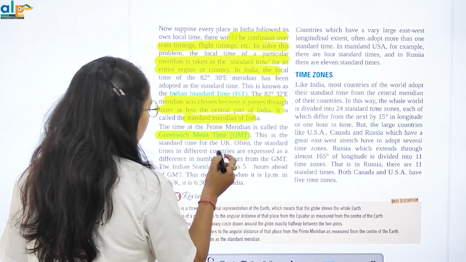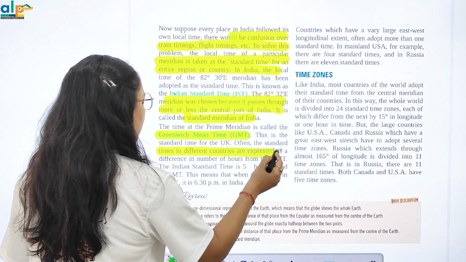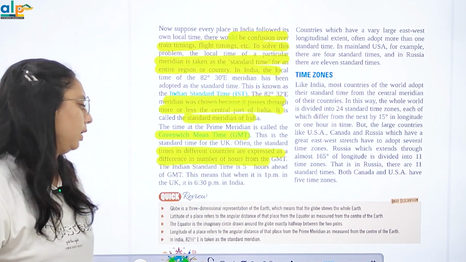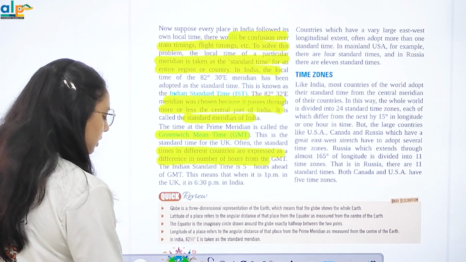We call it GMT, that is Greenwich Mean Time. The times of different countries are expressed as a difference in number of hours. This means that when it is 1 PM in the UK, it is 6:30 in India.